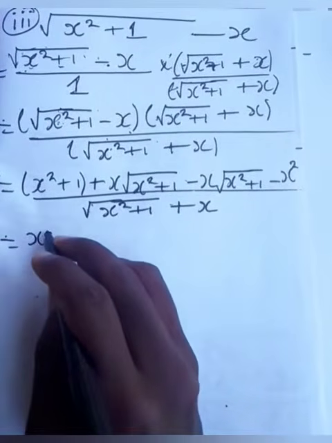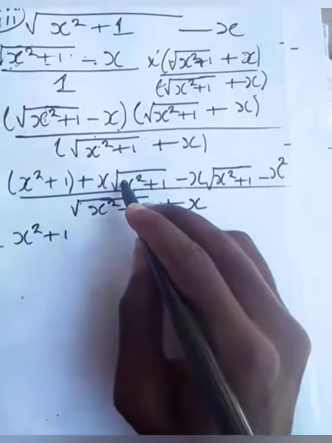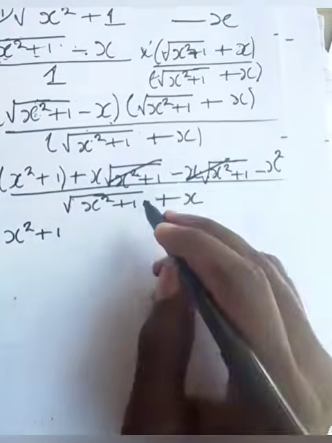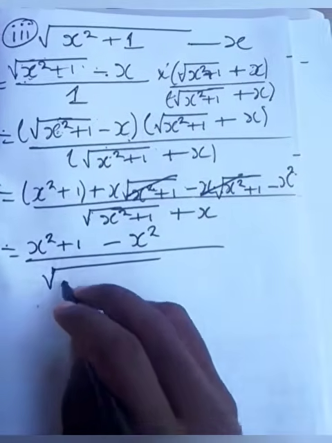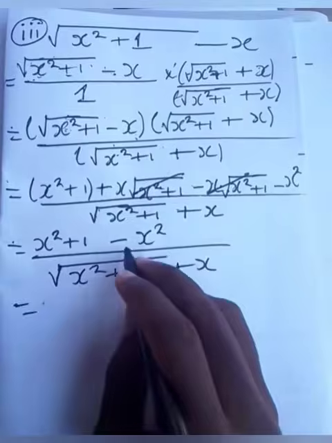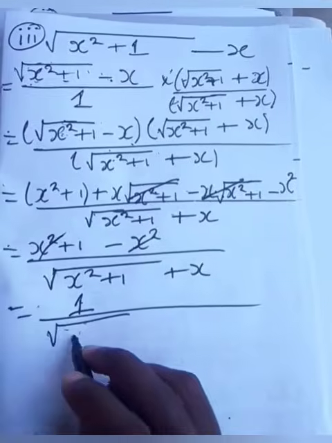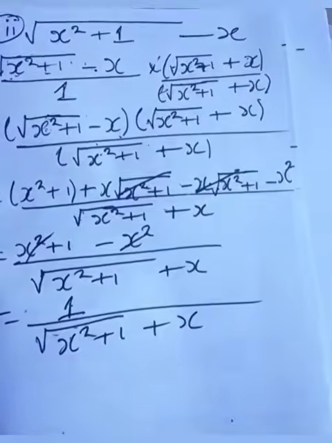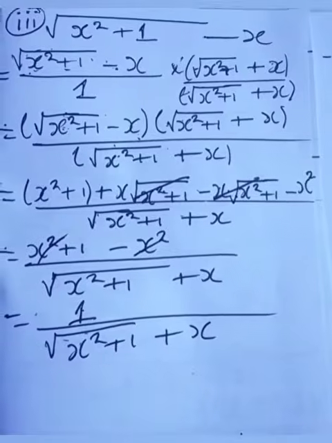So we say x power 2 plus 1. You know that this and this can be cancelled, right? Because they are like terms having opposite signs. So we can cancel this and we have negative x power 2 over square root of x power 2 plus 1 plus x. And this and this will cancel out, right? And we are going to have 1 over square root of x power 2 plus 1 plus x. Yeah, so you can just end here. We can just end here.